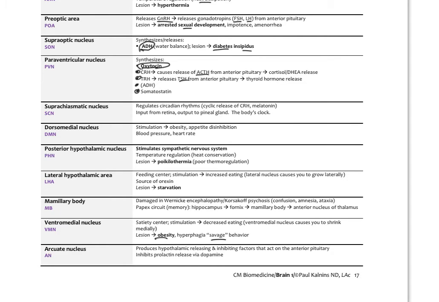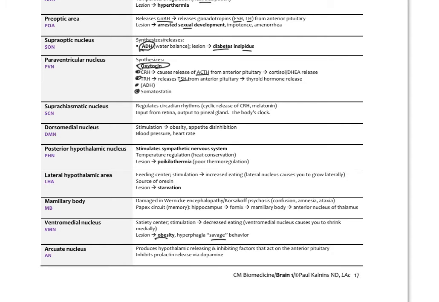So that's a lot of detailed information, and again, that's more just a general summary. Just understand there are these roughly 12 nuclei in the hypothalamus. They're involved in temperature regulation, either warming or cooling. The anterior hypothalamus is more your cooling center, posterior more your warming center.